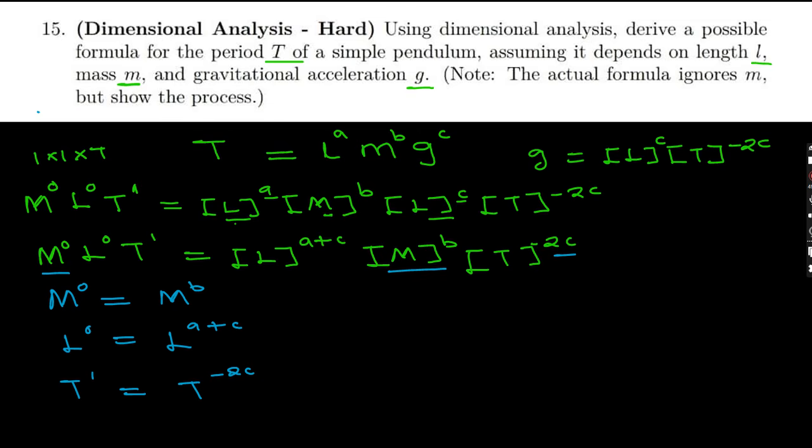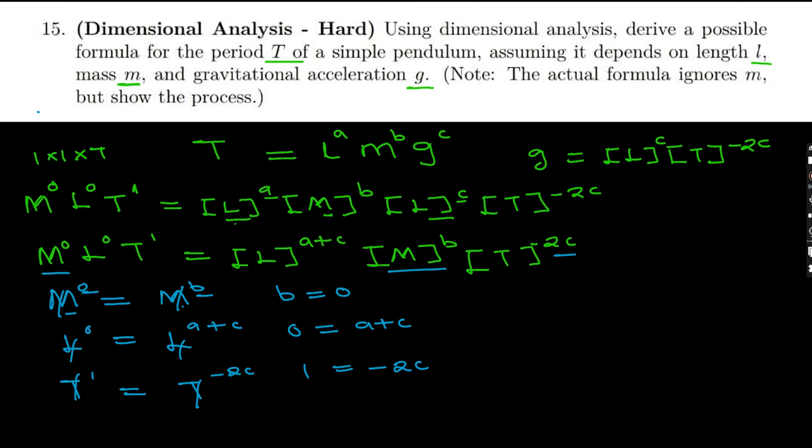Now look at this. That means since we have M and M will cancel, our b is equal to 0. So we're going to equate what is on top. So our b is equal to 0. Don't miss it here. So here L and L will cancel. We're going to have our 0 equal to A plus C. Here T and T also will cancel. We're going to have our 1 equal to negative 2C. So these are our equations which we have.